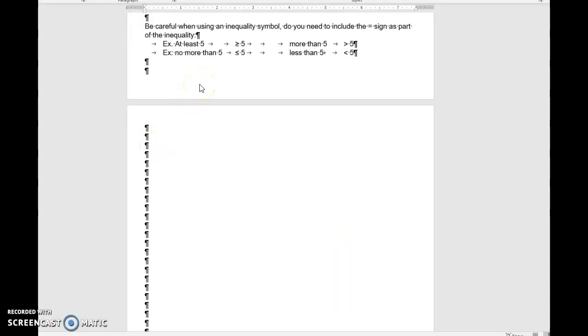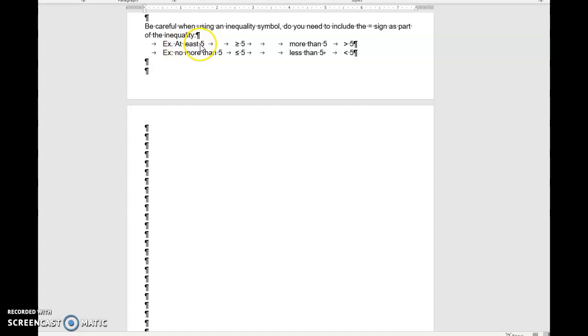And one thing you want to do when you're working with inequality symbols is ask, do you need to include the equal sign as part of the inequality? These are a few examples showing you when and when not to include the equal sign. At least 5. That means it's got to be 5, 6, 7, etc. on and up.